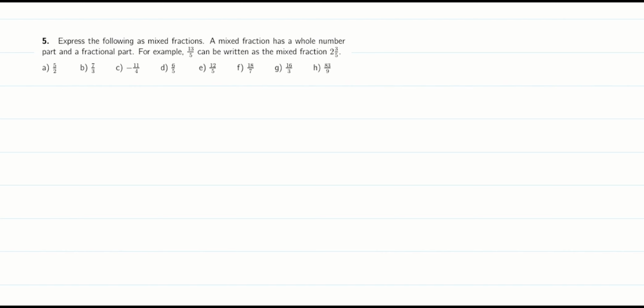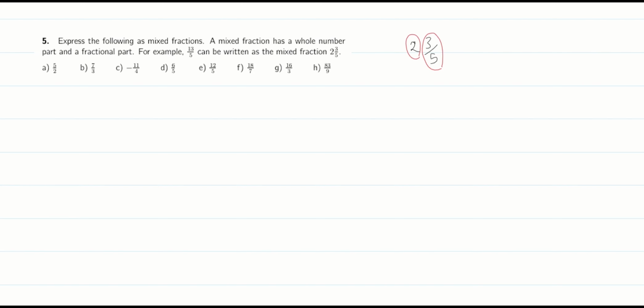Let's say that we have a number which is looking like 2, 3 over 5. As you see in here, this number consists of two parts. The first part is a whole number, and the second part is a fraction. That is what is called a mixed fraction. So it consists of two parts, a whole number part and a fractional part.